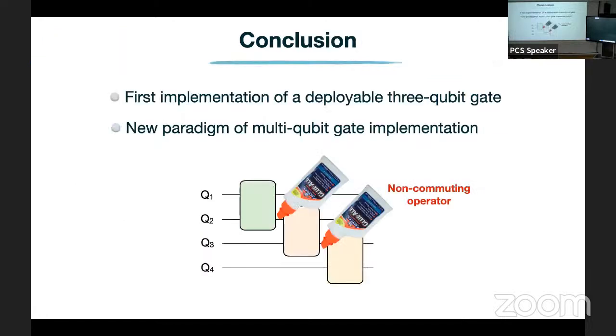So this is the conclusion. In this work, I demonstrate the deployable 3-qubit gate. And in this work, I provide a new paradigm of multi-qubit gate implementation.